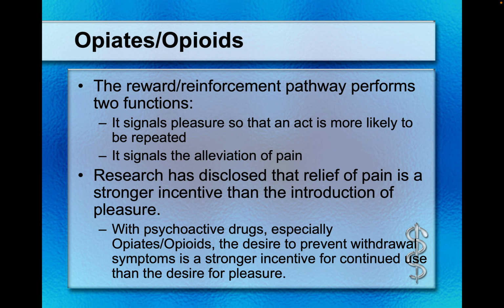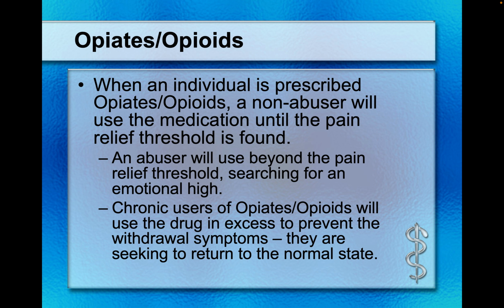When an individual is prescribed opioids, a non-abuser will use the medication until the pain relief threshold is found. An abuser will use beyond the pain relief threshold, searching for an emotional high. Chronic users of opioids will use a drug to excess to prevent the withdrawal symptoms. They are seeking to return to the normal state. And that is what your body is always trying to do. It's always trying to find a balance.